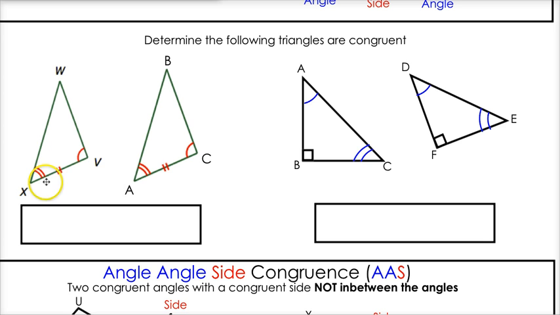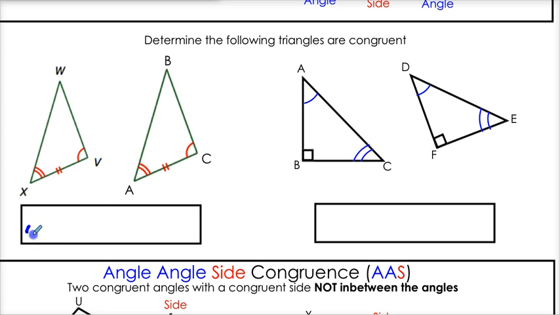Alright, now let's look at our first example over here. We have these two fine looking triangles. Triangle number one, WVX, and then we have BCA. And if you see here, we have one angle that's congruent to each other. V is congruent to C. We have a side that's congruent to another side. XV is congruent to AC, and angle X is congruent to angle A. And if you see here, the angle is in the middle of these two sides, alright, in both of these. So I would know that these two triangles are congruent because of angle, side, angle congruence.